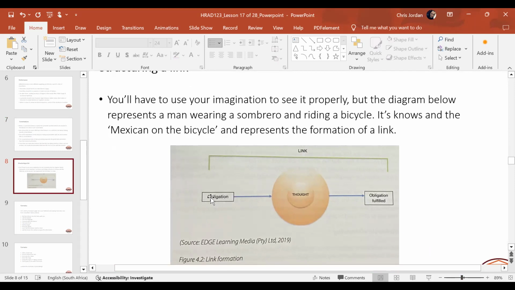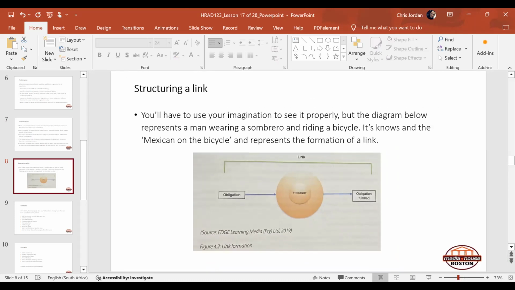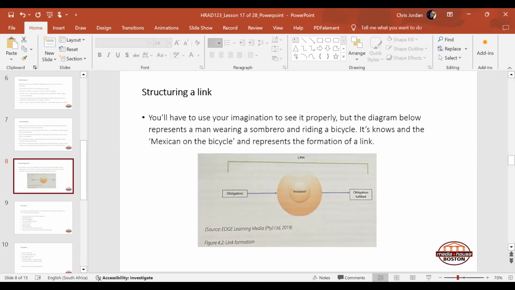So here's your obligation. There's the thought. There's a little hat there, right? Okay, bicycle. Here's the bicycle. There's the front and the back tire, or the wheels. Obligation fulfilled, right? And that will be the link. Okay, obligation, thought, obligation fulfilled. Keep that in the back of your heads as we move to another video.